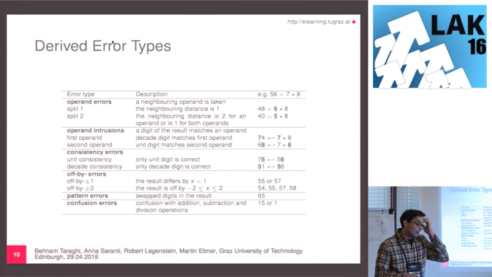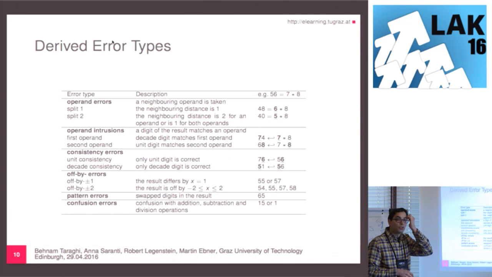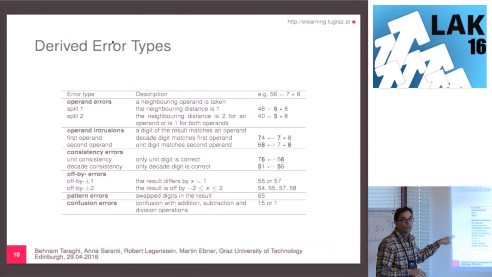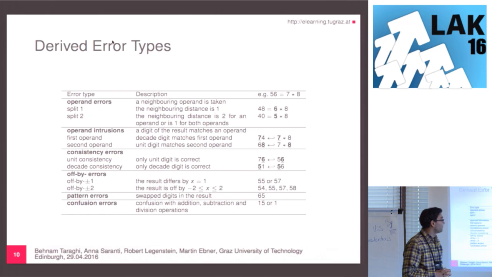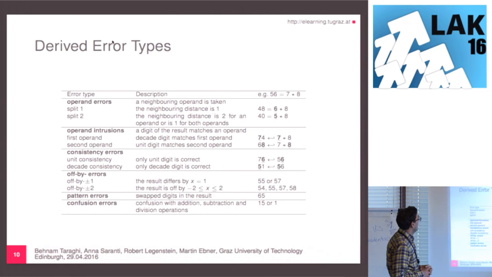Okay, and this is about the error types I talked about, that come actually from the field of psychology in the area of 1-digit multiplication problems. And this is sorted according to the frequency that they happen by children. The first one is the operand errors. That happens when the child just makes a mistake and just takes a neighboring operand to calculate the question.